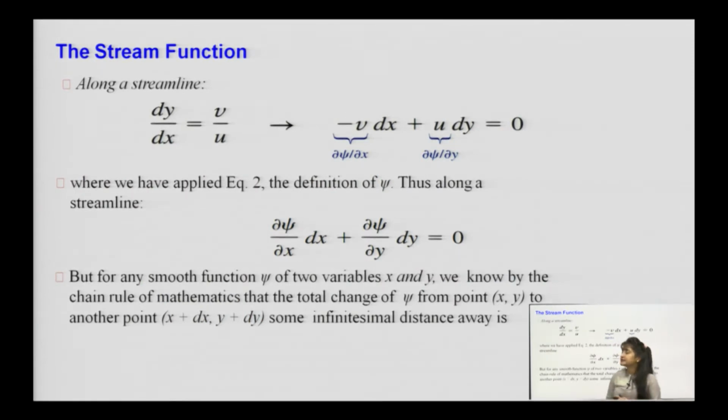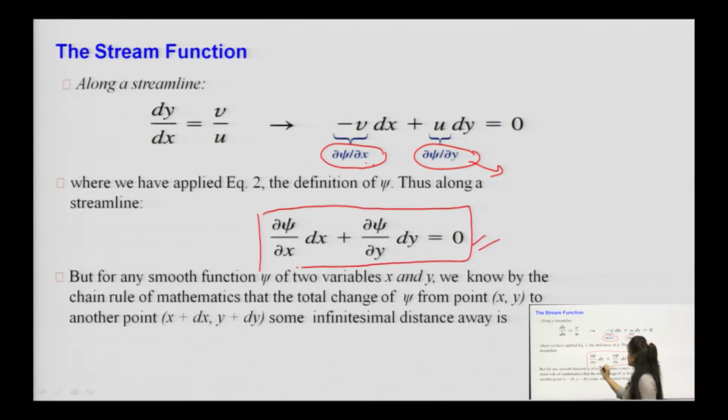Coming to the streamlines, along a streamline you have calculated the slope with the help of the velocity component in the y direction and the velocity component in the x direction, wherein the velocity component in the y direction is nothing but the change in psi with respect to distance in the x direction, and then the change in the stream function with respect to the distance travelled in the y direction. And hence in equation number 2 we can redefine the main equation and write it in this form, and further calculations can be made.